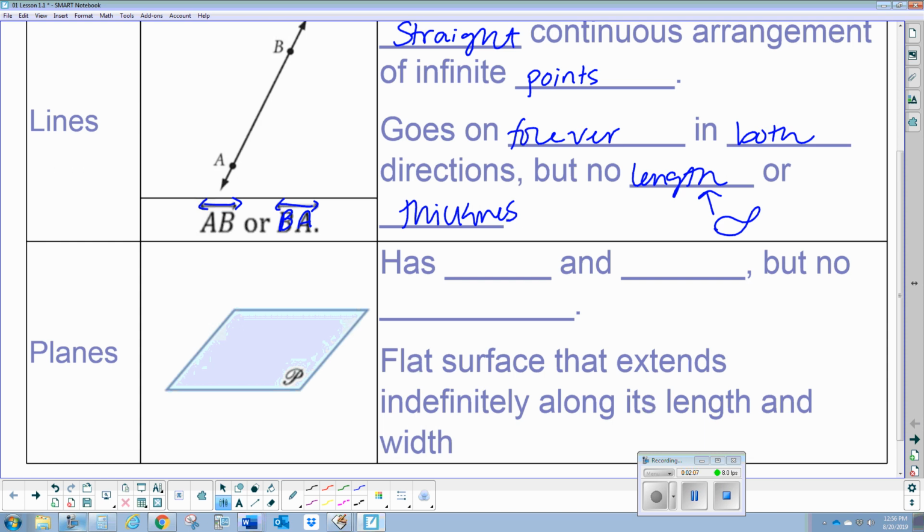Planes, you'll see planes marked as this parallelogram with a script capital letter. So this is plane P. Planes have length and width, but there is no thickness. Planes are made up of 3 points, whereas lines are made up of 2. There can obviously be more than 2 points on a line, but you need at least 2 points to form a line, and you need at least 3 points to form a plane.